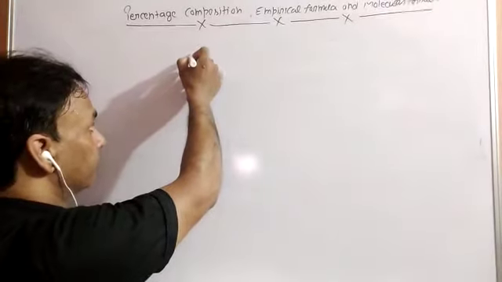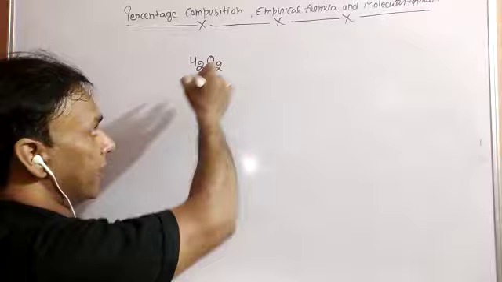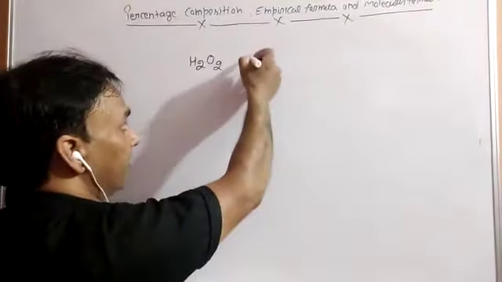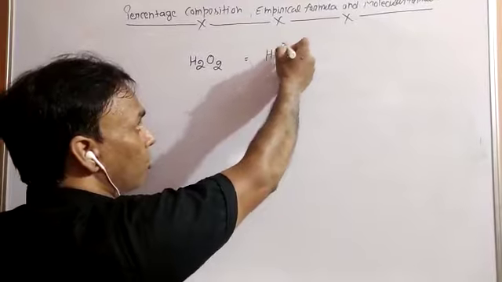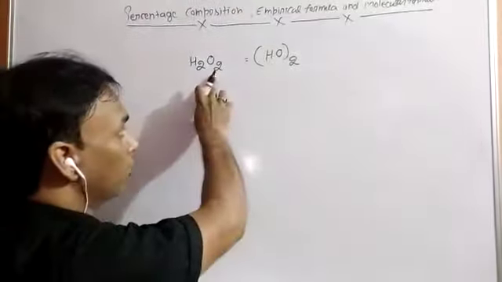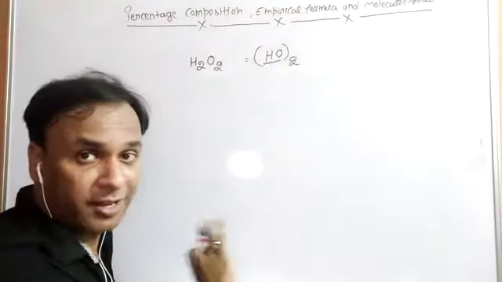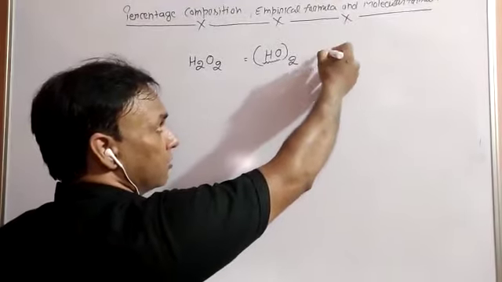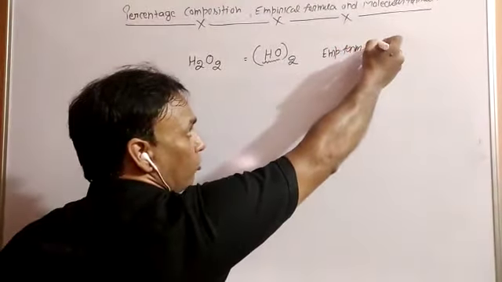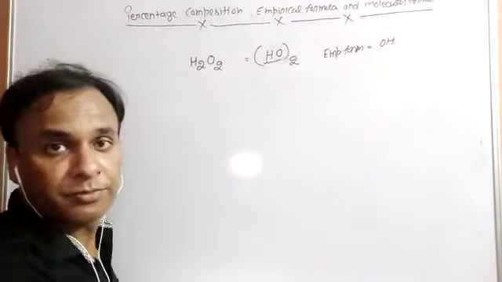H2O2. H2O2 is hydrogen peroxide. Clear? It can be written as HO whole twice. Then H2O2, whose simplest formula is OH while taking 2 common. Clear? So its empirical formula is OH.